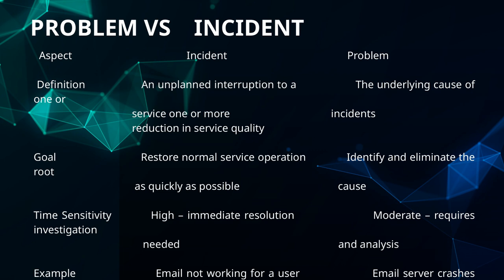For example, if a user's email isn't working, that's an incident, something that needs quick attention to get the user back online. On the other hand, if the email server crashes frequently due to faulty RAM, that's a problem. It's a recurring issue that needs to be addressed at the root to prevent ongoing disruptions. Understanding this distinction helps us prioritize our efforts effectively and ensures we're not just putting out fires, but also addressing the underlying issues that cause those fires in the first place.